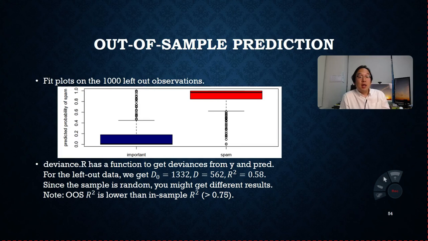The deviance dot R has a function to get deviance from y and the predicted value. For the left out data, we get D0 of 1332 and D of 562, R squared of 58%. Since the sample is random, you might get different results. Notice that out of sample R squared is lower than in sample R squared, which was 0.75, okay? This will always happen. Most of the time out of sample R squared will be lower. So that's the reality.